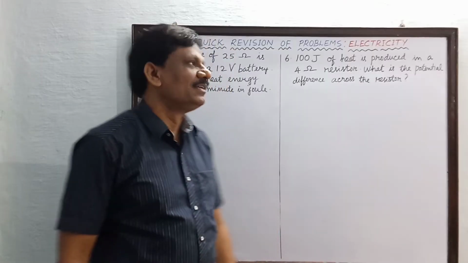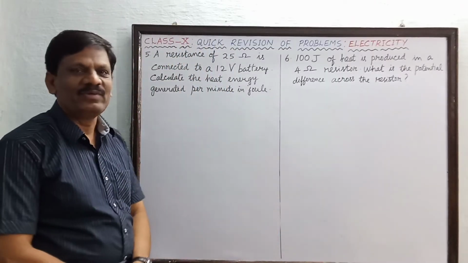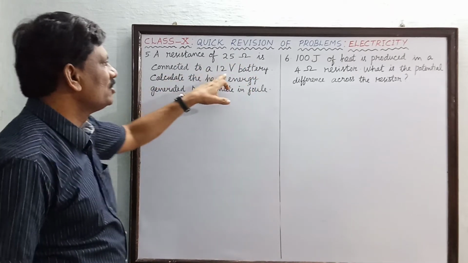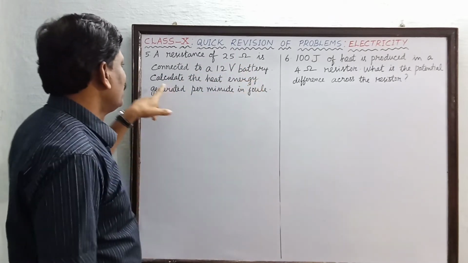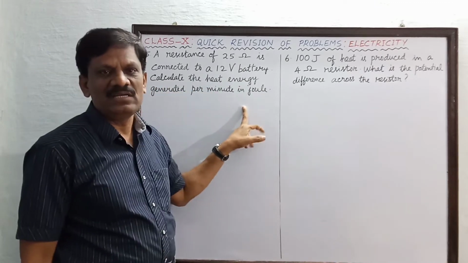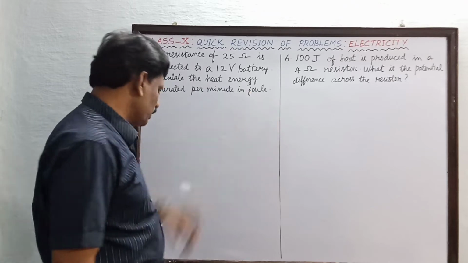Hi students, problem number 5. A resistance of 25 ohm is connected to a 12 volt battery. Calculate the heat energy generated per minute, means 60 seconds, in joule.